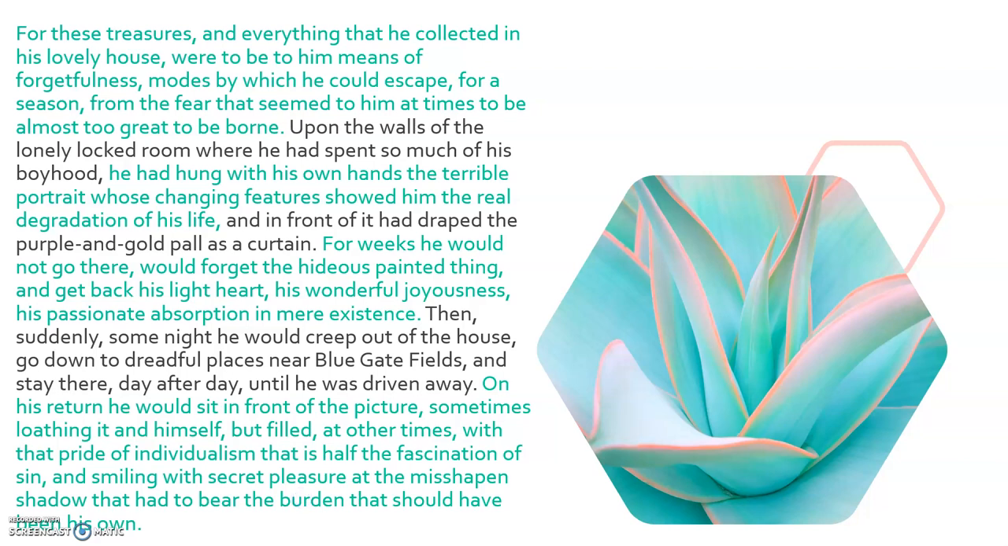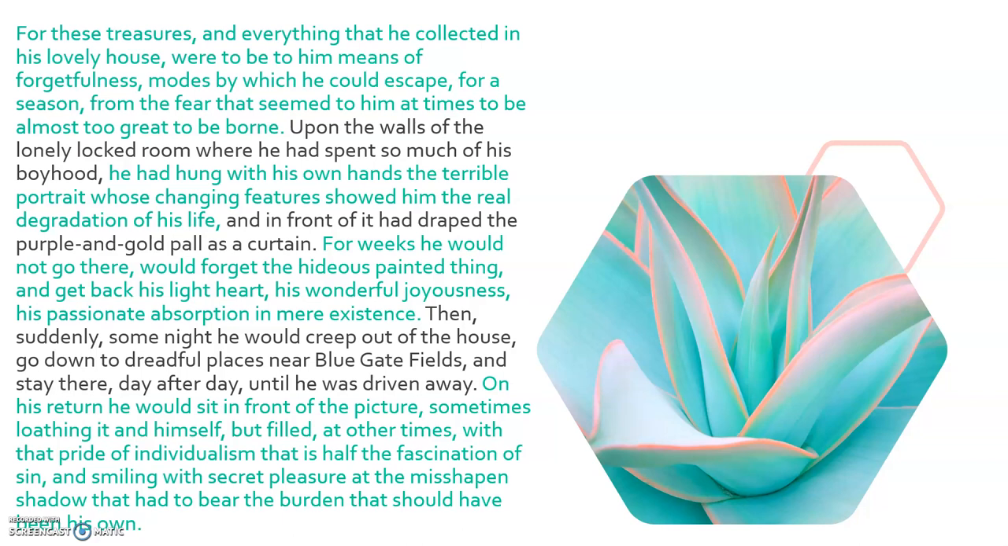Right, so this extract talks about how the treasures and everything he collected were to him a means of forgetfulness, modes by which he could escape for a season from the fear that seemed to him at times almost too great to be borne. The previous extract talks about how at night he used to lie awake and mourn the loss of his soul. And now what it addresses is this heaviness that surrounds him to do with the painting. He hung with his own hands the terrible portrait whose changing features showed him the real degradation. For weeks he would not go there, would forget the hideous painted thing and get back his light heart, his wonderful joyousness, his passionate absorption. He would go away and forget all about it.